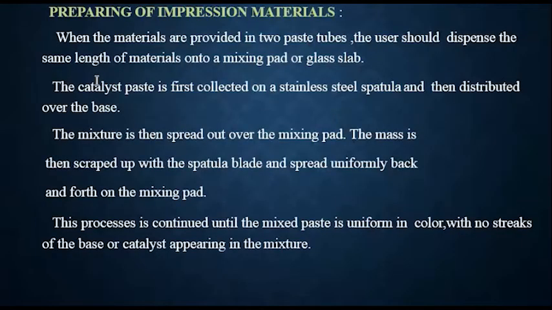So preparing an impression material, generally you use a stock impression material. When the materials are provided in two-phase tubes, the user should dispense the same length of material onto a mixing pad or glass slab. So first the catalyst paste is collected with a stainless steel spatula and then distributed over the base phase. Then the mixture is spread out over the mixing pad and the mass is scraped up using a spatula blade and spread uniformly, until you get a uniform mix.